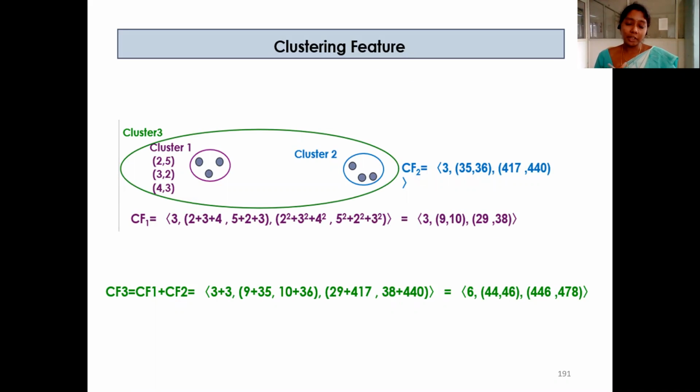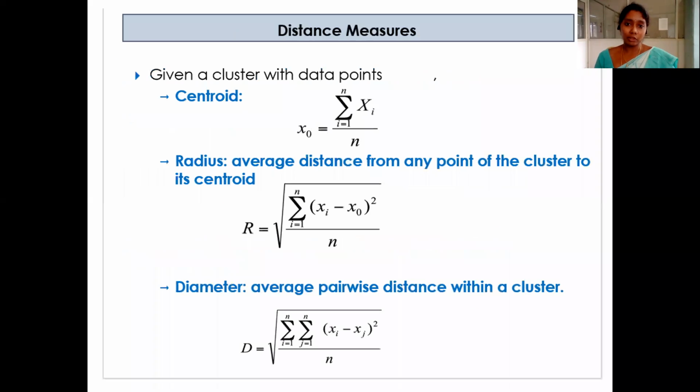We also have an additive property for this clustering feature. If you want to merge two clusters, we can get its clustering feature by adding the clustering features of the two individual clusters. In the last class, we went through all these things, and these are the formulas for some of the distance measures. We have the centroid, radius and diameter, where the radius is the average distance between every point in a cluster and its mean, whereas the diameter is the square root of the average pairwise distance between the points of a cluster.